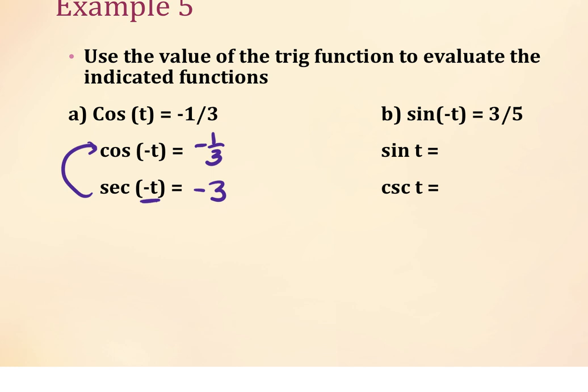Now go to sine. Do we change the sign if it's sine? Yes. So sine of negative t is 3/5, which makes sine of positive t negative 3/5. And then cosecant, flip it, negative 5/3.